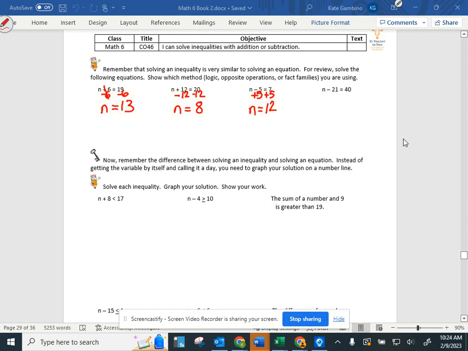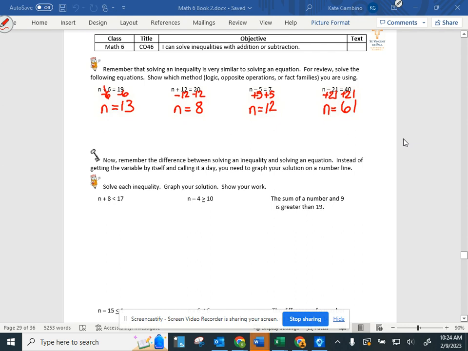And n minus 21, the opposite of minus 21 is plus 21. Remember, what we do to one side, we do to the other. Negative 21 plus 21, we end up at 0. So n equals 40 plus 21, which is 61. Show me your thumbs. How do we do with these? Amazing. Okay, we're doing all right. We can move on. This was the review.